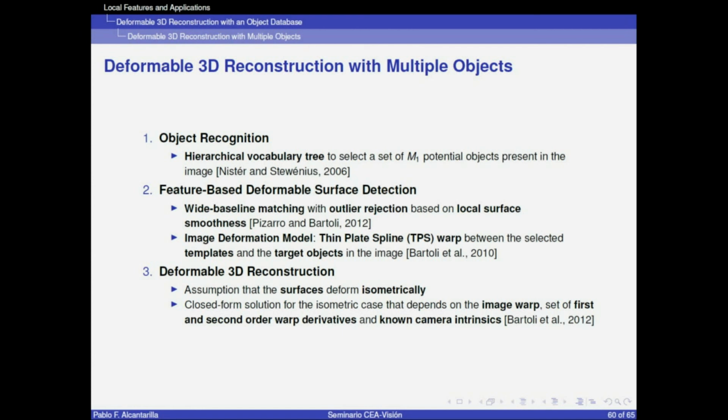So once we have a set of potential object candidates from which we were able to compute a thin plate spline warp that captures the deformation, we are going to obtain the deformable 3D reconstruction of the object. And we do this under the assumption that the surface is deformed isometrically. So under this assumption, we can obtain closed form solutions for the 3D surface depending only on the image warp and the set of first and second order warp derivatives and known camera intrinsics.